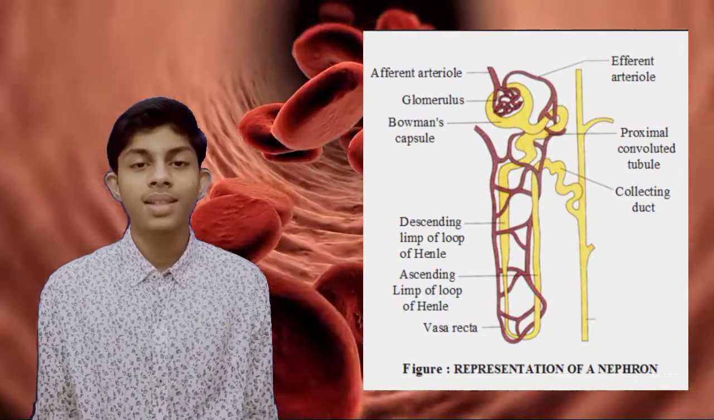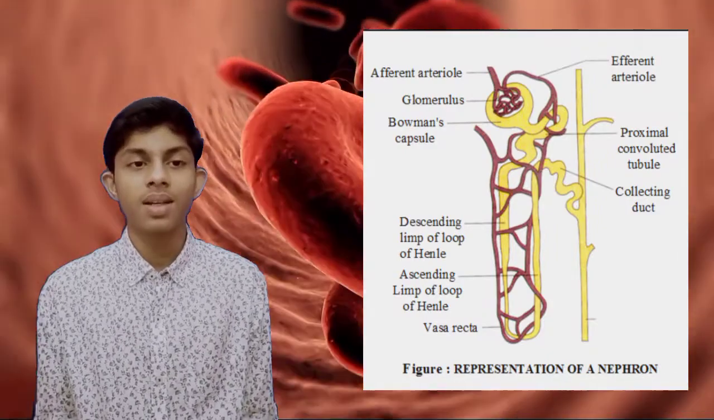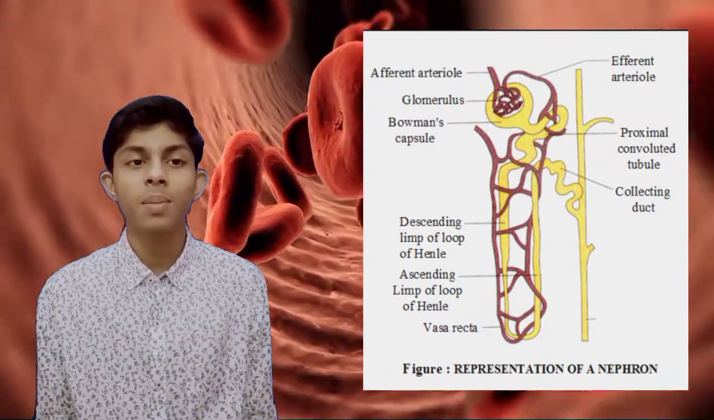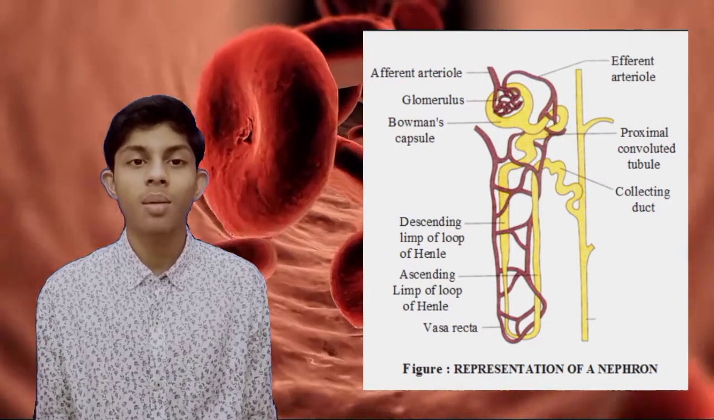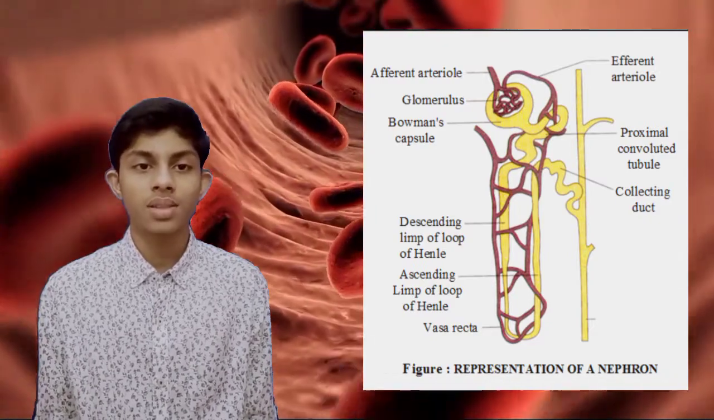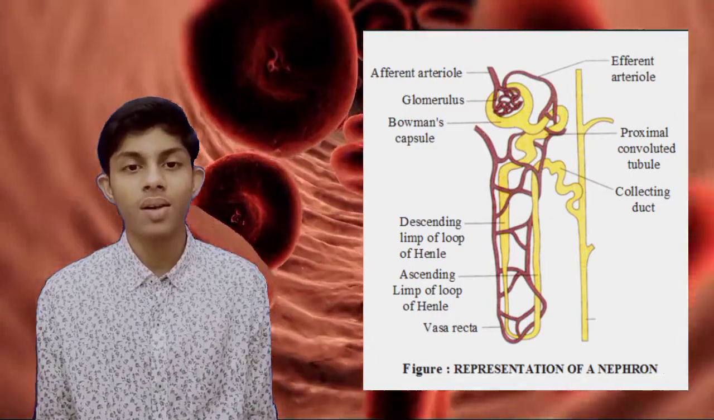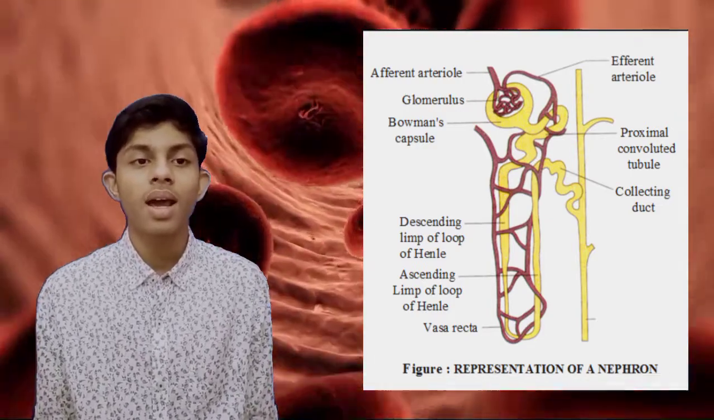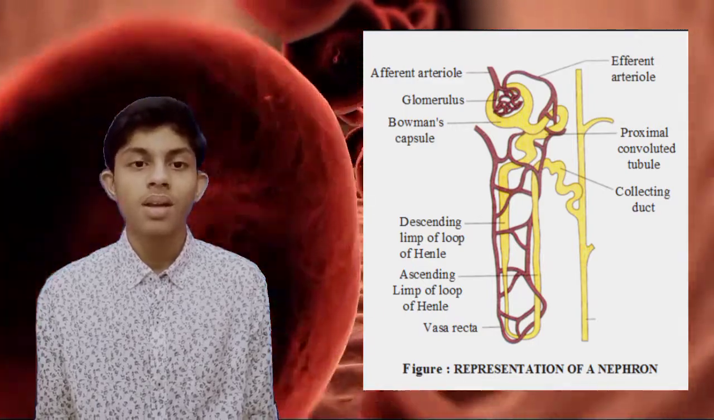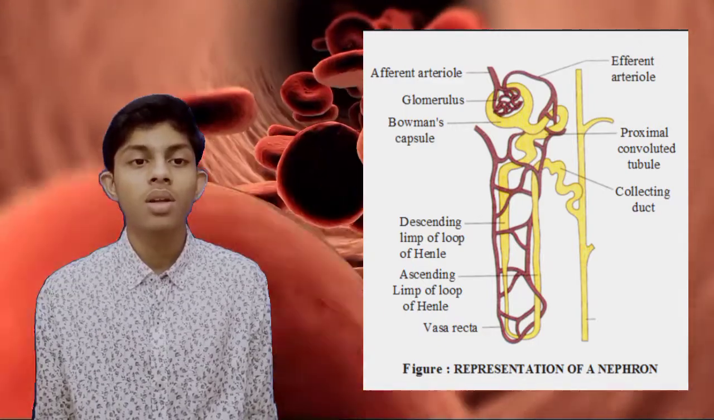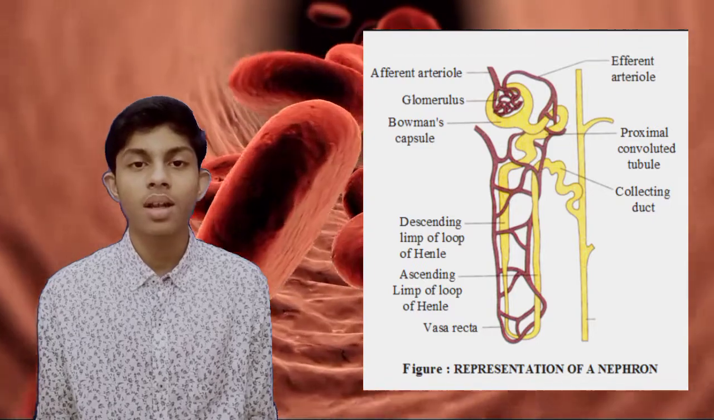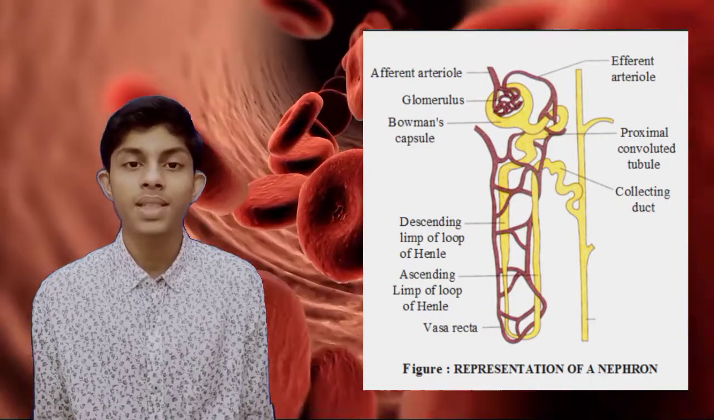Now let's look at the structure of the nephron. The renal tubule begins with a double-walled cup-like structure called Bowman's capsule, which encloses the glomerulus. Glomerulus along with the Bowman's capsule is called the Malpighian body or renal corpuscle. The tubule continues further to form a highly coiled network, the proximal convoluted tubule (PCT).